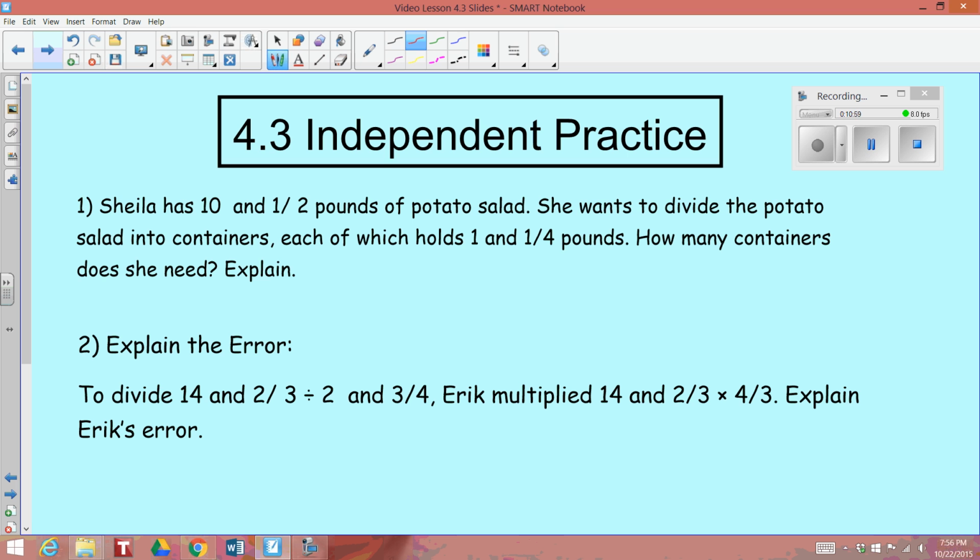So essentially, think about what amount do you have, and then what are you going to be dividing it into? All right, now explain this error. To divide 14 2/3 divided by 2 3/4, Eric multiplied 14 2/3 times 4/3. Explain what he did incorrectly. That's a hint. He did something wrong. So try to figure it out.